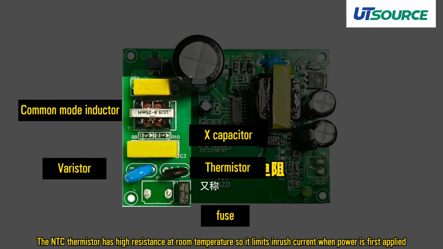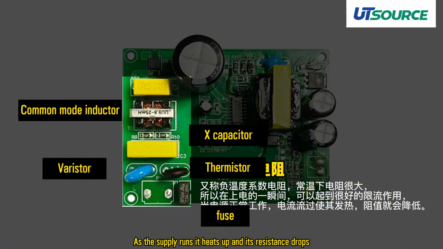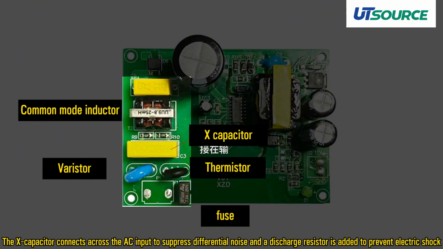The NTC thermistor has high resistance at room temperature, so it limits inrush current when power is first applied. As the supply runs, it heats up and its resistance drops. The X capacitor connects across the AC input to suppress differential noise, and a discharge resistor is added to prevent electric shock.